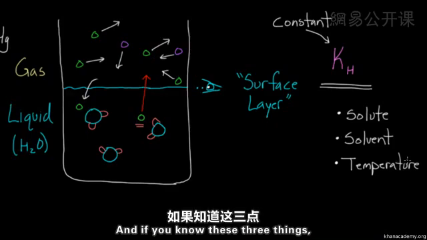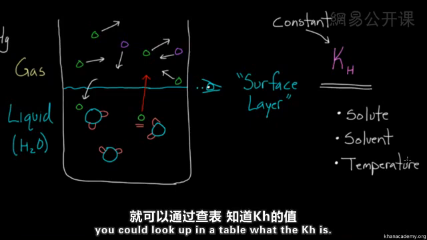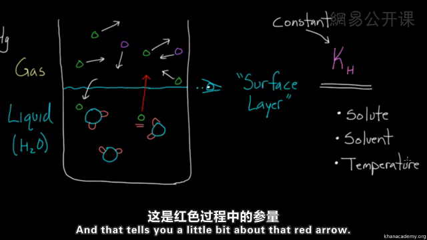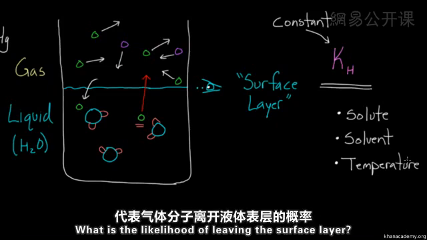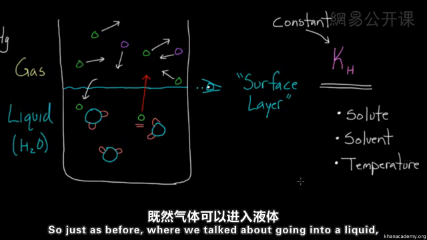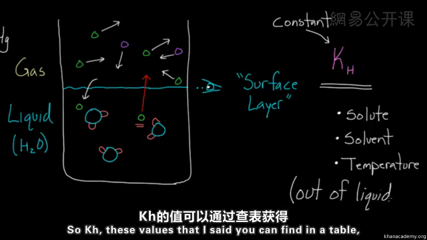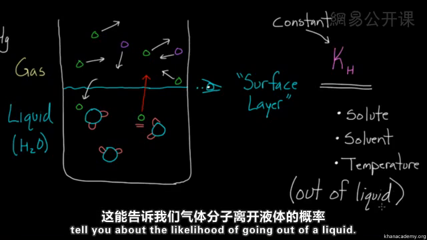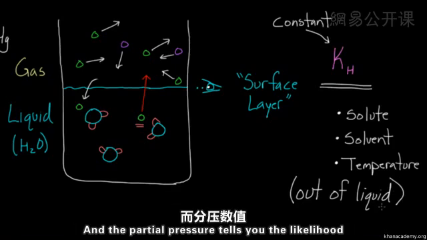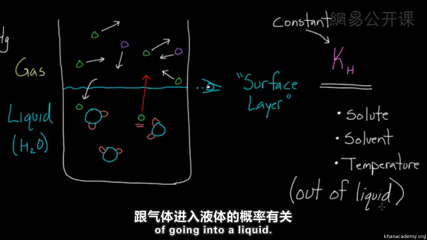And if you know these three things, you can actually, like I said, look up in a table what the KH is. And that tells you a little bit about that red arrow. What is the likelihood of leaving the surface layer? So just as before, where we talked about going into a liquid, this is now going out of liquid. So KH, these values that I said you can find in a table, tell you about the likelihood of going out of a liquid, and the partial pressure tells you the likelihood of going into a liquid.